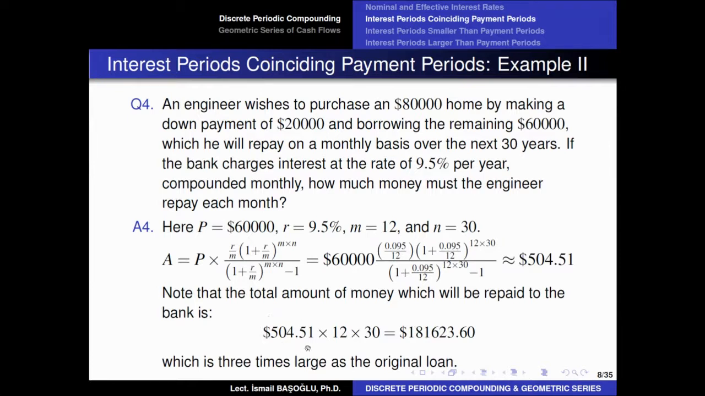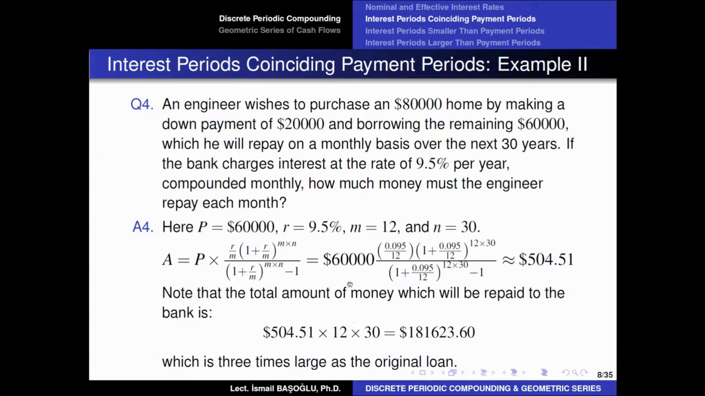And the total amount of money that the engineer is going to pay in 30 years, because in each month the equal payment size is $504.51, is going to be multiplied by 360. The total amount that the engineer is going to pay is approximately $181,623, which is about 3 times as large as the original loan. Okay, it is basically 3 times larger than the original loan, and this is how the mortgage payments work.